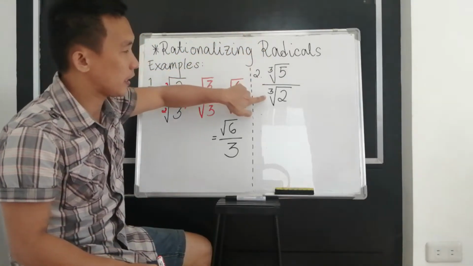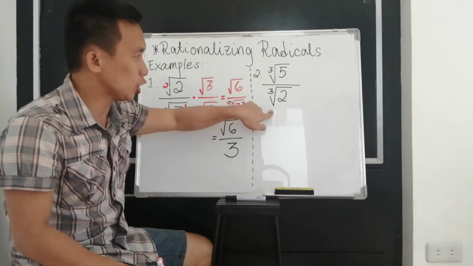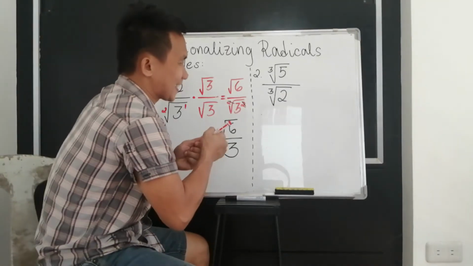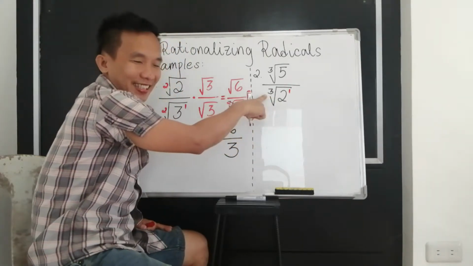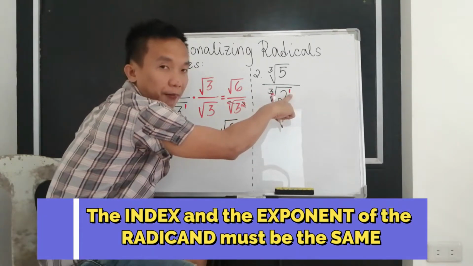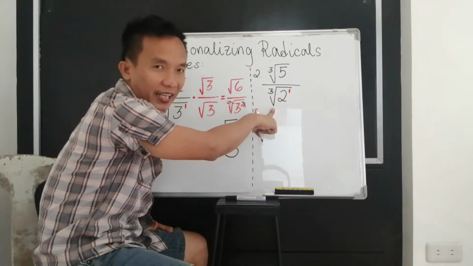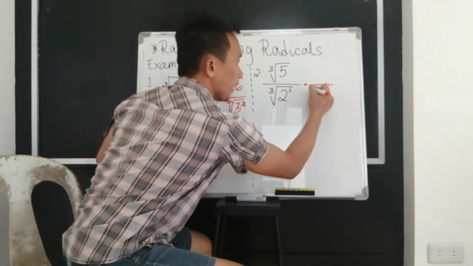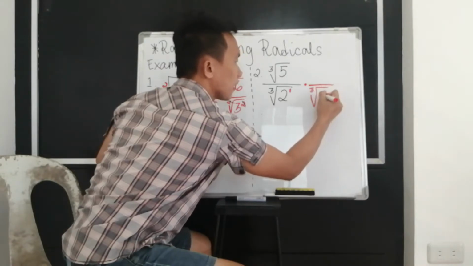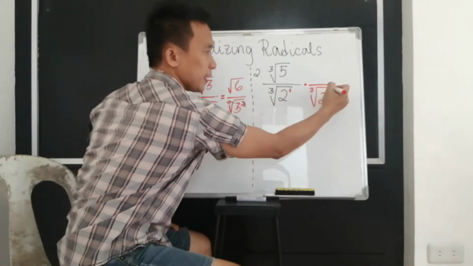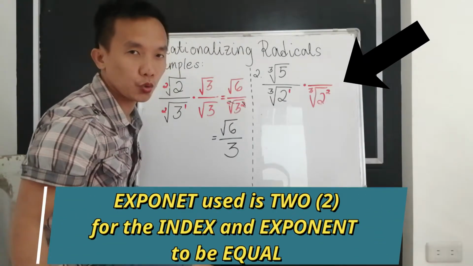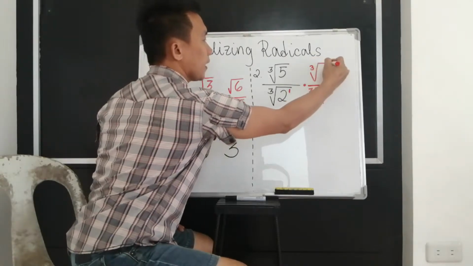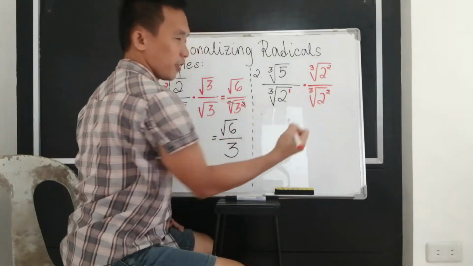Cube root of 5 divided by cube root of 2. Notice, our radicand is 2, our exponent is 1. Our index is 3. So this one should become 3 for us to remove our radical symbol. How are we going to do that? We simply multiply the same radical, but our exponent should be 2. And whatever you multiply in your denominator, you also multiply in your numerator.